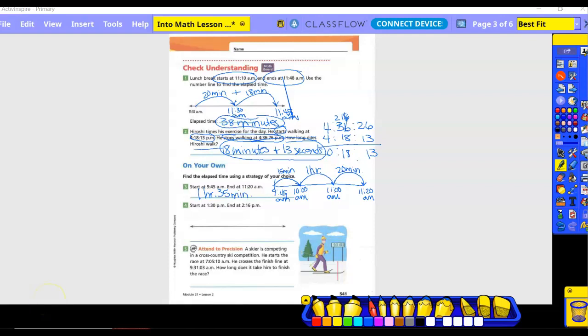Okay, number 4, we start at 1:30 p.m. to go to our next hour. What is that? 2 p.m. How many minutes is that from 1:30 to 2? 30 minutes. And then we go from 2 to 2:16, right? How many minutes is that from 2 to 2:16? 16 minutes. So what is 30 plus 16? 46 minutes.